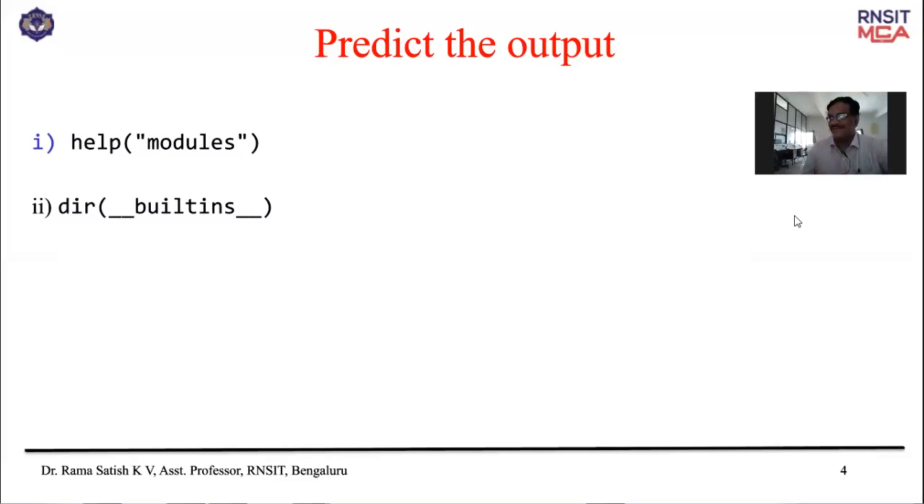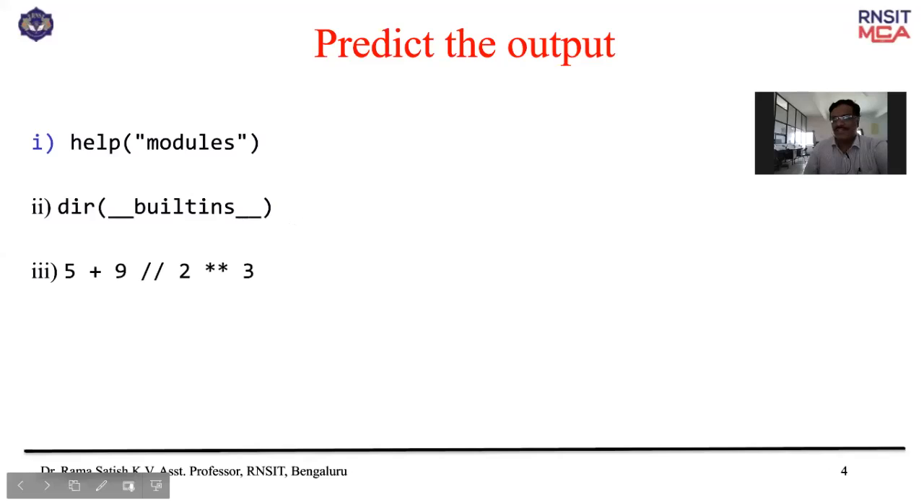Good. Builtins means it will give all the built-in functions. The previous one gives the built-in modules and user-defined modules list. Here, the second one is built-in functions. We'll talk only about built-in functions. Right.